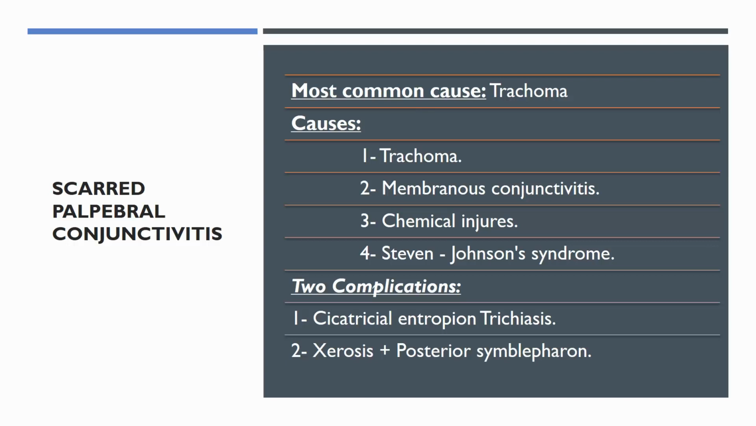What is the most common cause of scarred palpebral conjunctiva? The most common is trachoma. Other causes include membranous conjunctivitis, chemical injury, and Stevens-Johnson syndrome. The complications are cicatricial entropion, trichiasis, xerosis, and the posterior symblepharon.